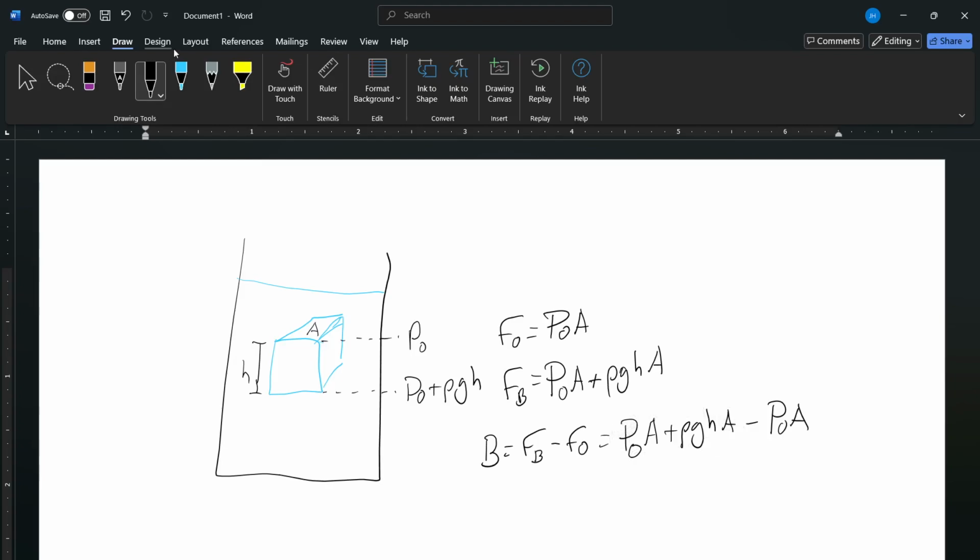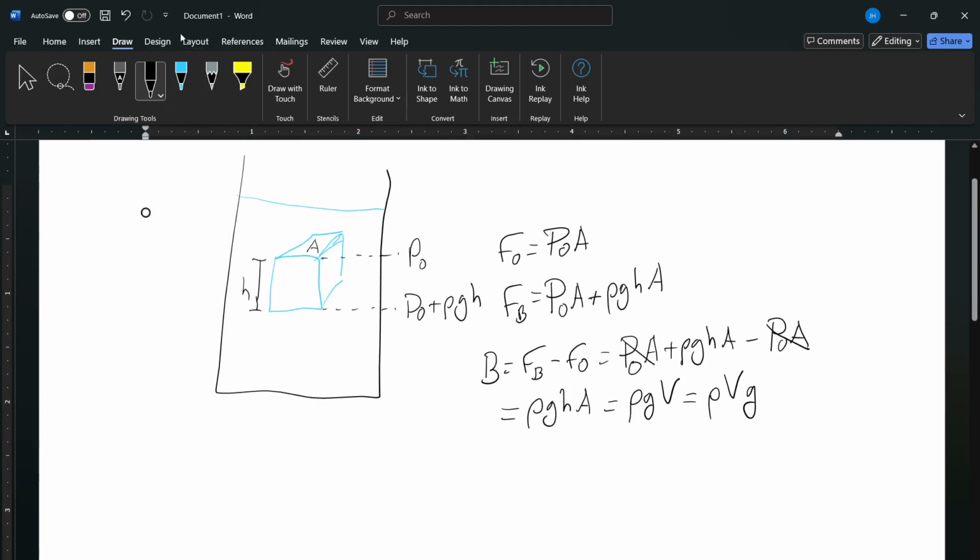Okay? So you can see clearly that the top pressure doesn't matter, and we get that the buoyant force is equal to rho GHA or rho GV, which I'm going to write one more time as rho VG. Okay, and so that's the whole net force from the water acting on that cube of water.